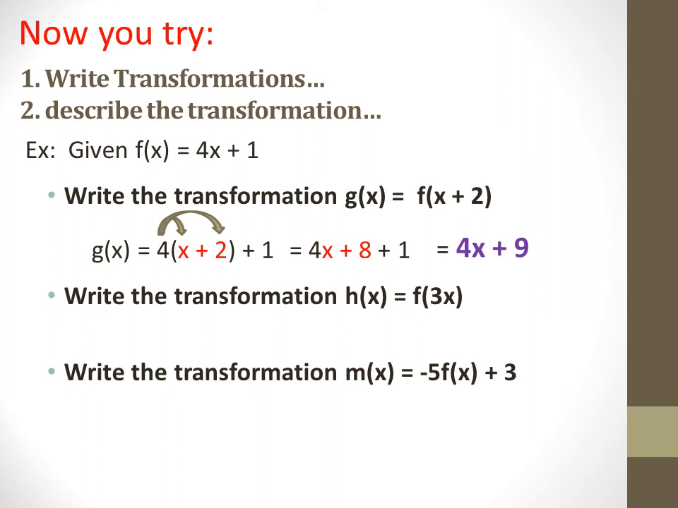Describing this, notice how the x plus 2 is inside the parentheses. So here is a horizontal translation. And in this case, since it's plus 2, it goes left 2 units. Remember, it's opposite inside the parentheses.